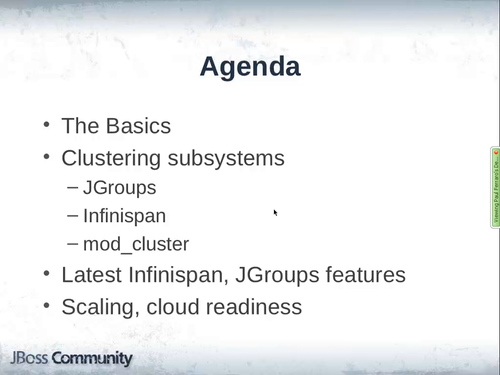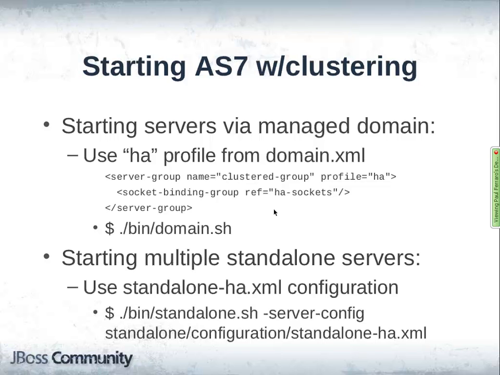So let's start with the really basic stuff. So Brian talked about starting AS7, but how do you start AS7 with the clustering subsystems enabled? Well, as Brian mentioned, there are two ways that you could start JBoss AS. If you want to start a managed domain, the default profile that domain.xml comes with doesn't have any clustering subsystems. It does contain a separate profile called HA, which does have the clustering subsystems in it.